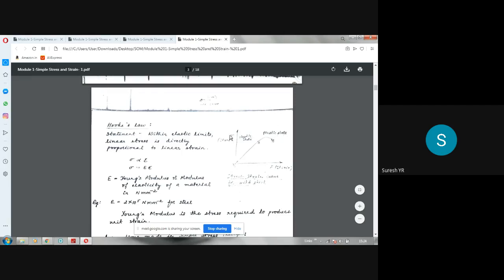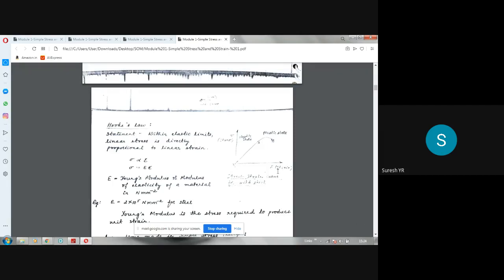Note that stress is expressed in Newton per mm square. Strain does not have any unit because it is the change in dimension to initial dimension, so just a number. Stress is directly proportional to strain. It is written like this: sigma directly proportional to epsilon, where sigma is the stress and epsilon is the strain. When you replace this variation sign by an equality sign, stress is equal to Young's modulus into strain. You introduce a constant called Young's modulus E, also called modulus of elasticity, whose unit is once again Newton per mm square.